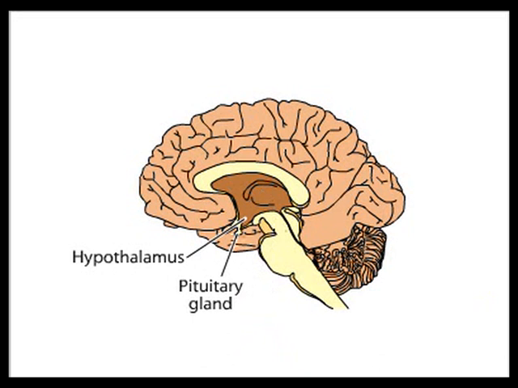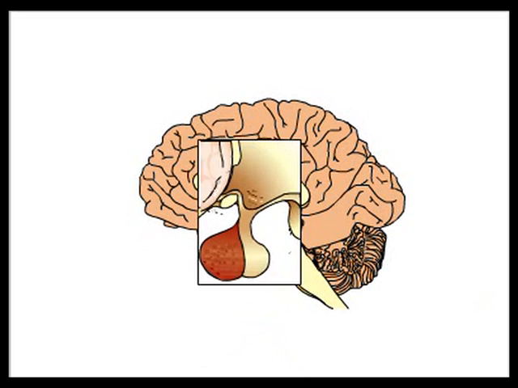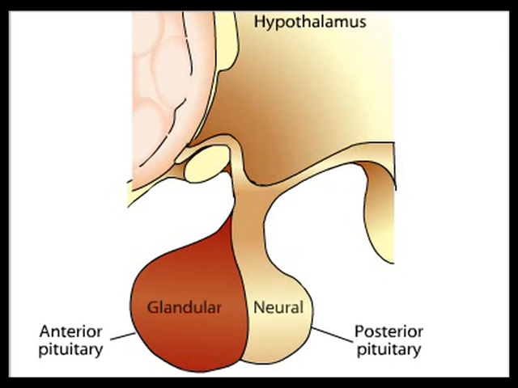Now you see the hypothalamus and the pituitary gland there marked, and if we enlarge the area, we can see the two components of the pituitary gland. The pituitary gland has a glandular component called the anterior pituitary and a neural component called the posterior pituitary. Together, it forms the pituitary gland. It is also called the anterior pituitary or adenohypophysis, and the posterior pituitary or the neurohypophysis.